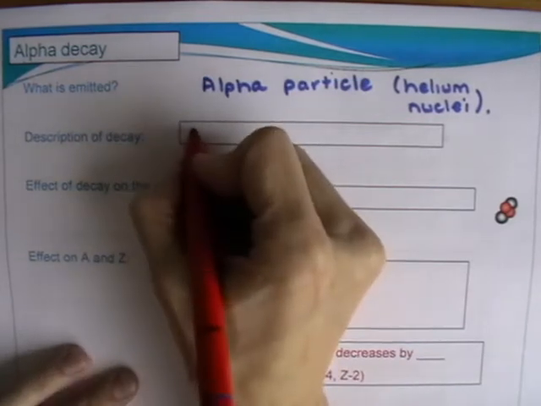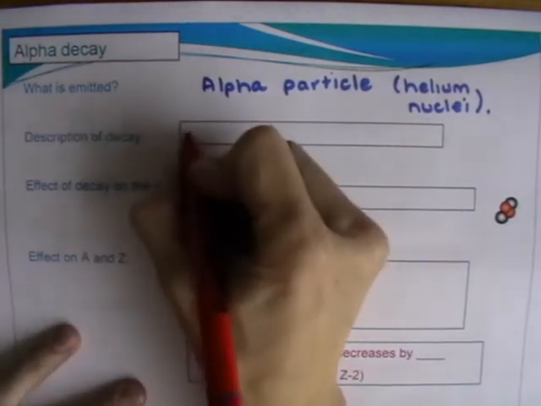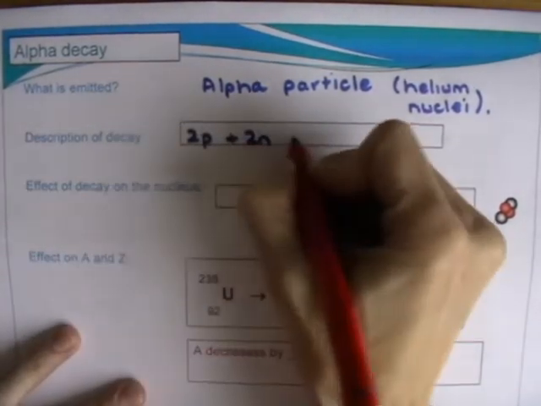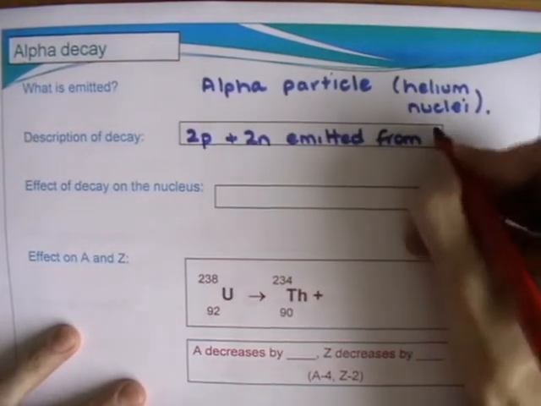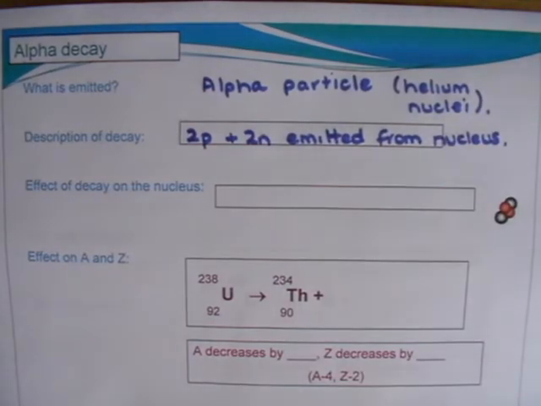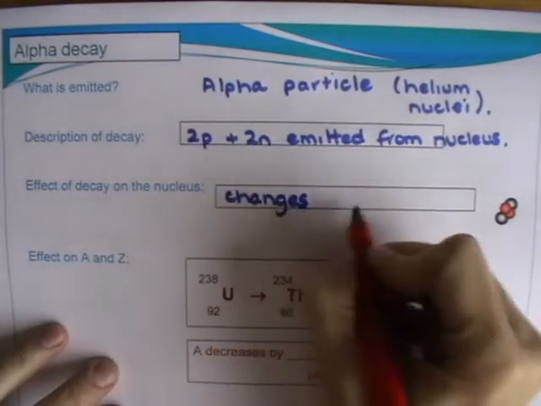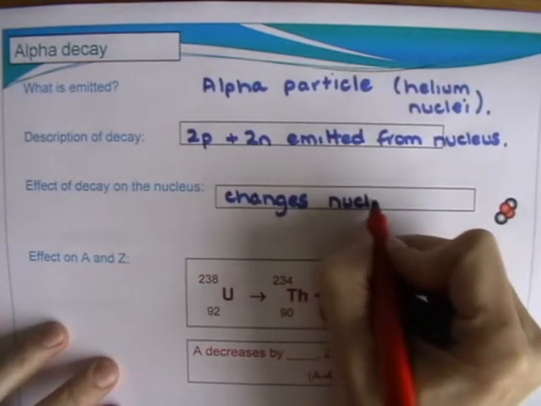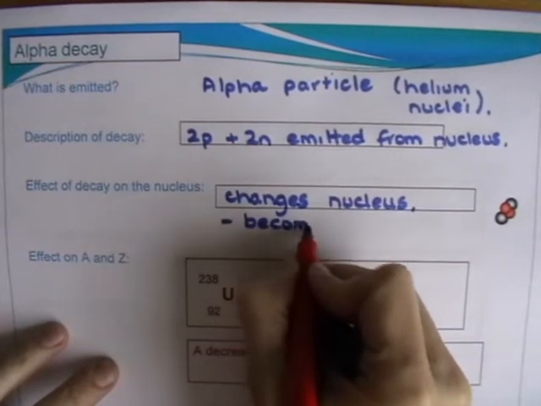So we have a helium nucleus, or the equivalent of a helium nucleus, which is 2 protons and 2 neutrons being emitted from the nucleus of whatever atom is unstable. So the effect of the decay on the nucleus is that it changes the nucleus. And just down the bottom we'll say a wee bit more about that. It changes the nucleus, and so it becomes a different element or a different atom.